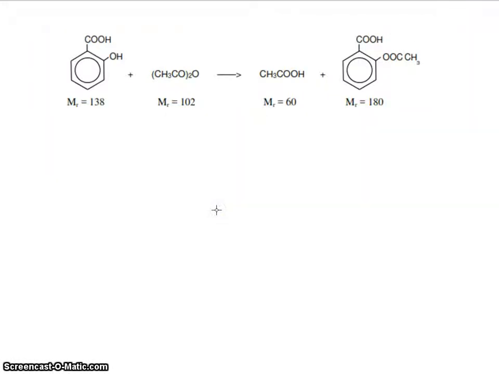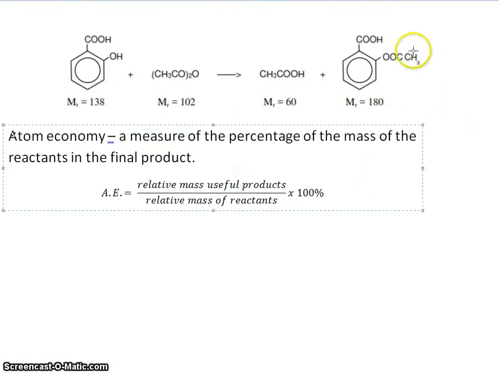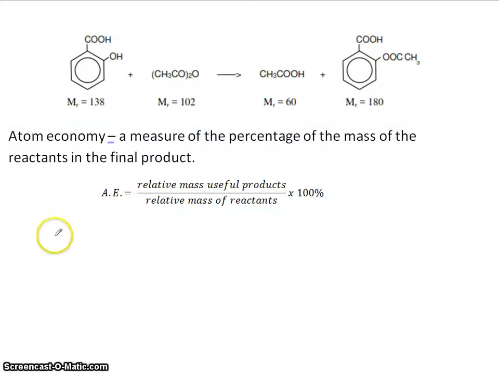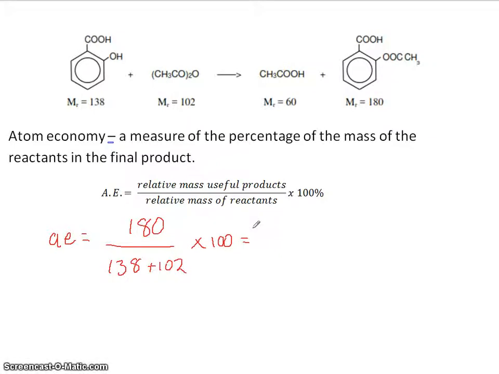If the question were to ask what's the atom economy of this reaction, assuming only the aspirin is a useful product, we would use exactly the same equation, so the relative mass of useful products over the relative mass of reactants. Atom economy in this case, if this is our only useful product, our useful products have a mass of 180, and then the relative mass of the reactants, that would be both of these two together, so 138 plus 102, times 100%. Put that into our calculator, and we get 75%.